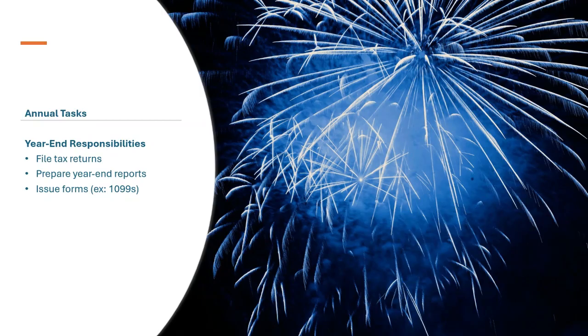And then finally, we're going to issue forms like 1099s. These are for all those contractors that we may have hired during the year who made $600 or more, that we're legally responsible for giving them a 1099. These are, like I said, those annual tasks that we're going to do at the end of the year in order to make sure that we don't miss any key deadlines.